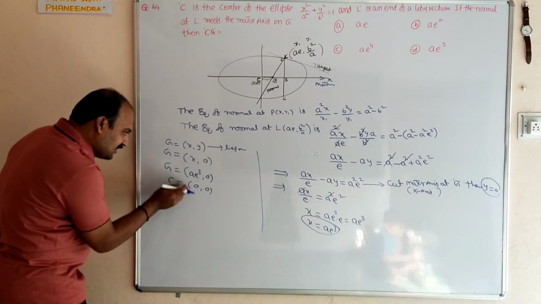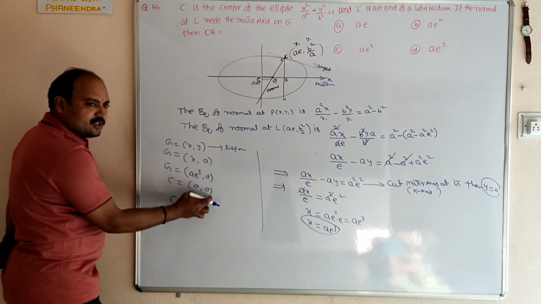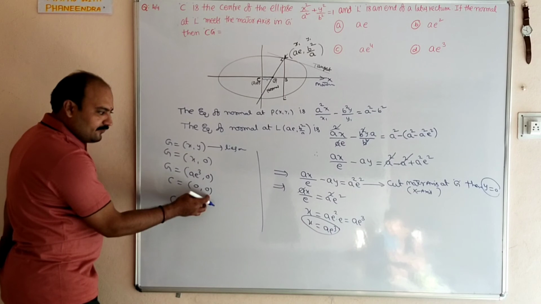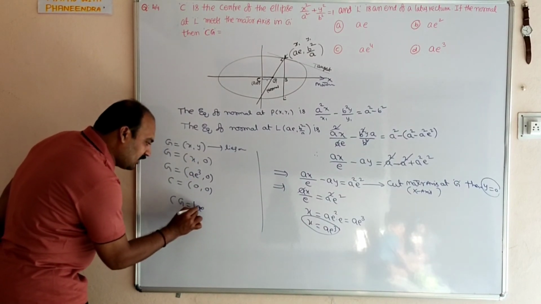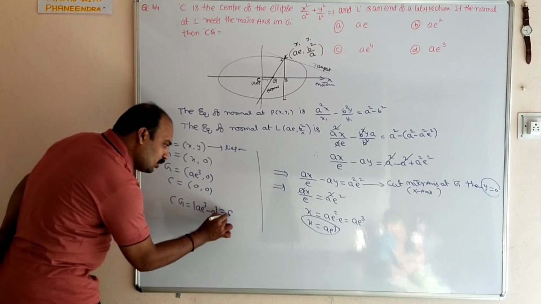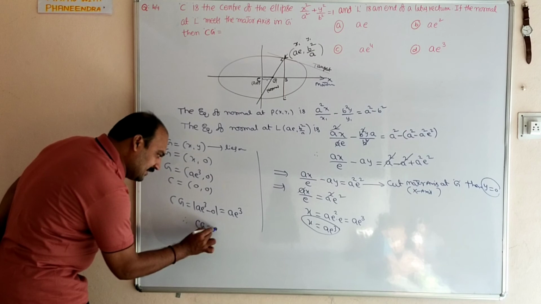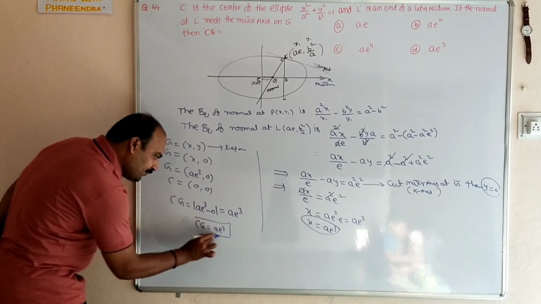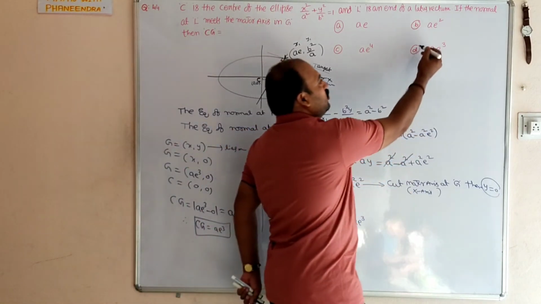So distance between these two, CG equal to, whenever the distance between 2 points which are lying on the x axis, it is the difference of x coordinates. So mod ae cube minus 0. So that is equal to ae cube. Therefore, the distance between C and G is ae cube. CG equal to ae cube, which is there in the fourth option.